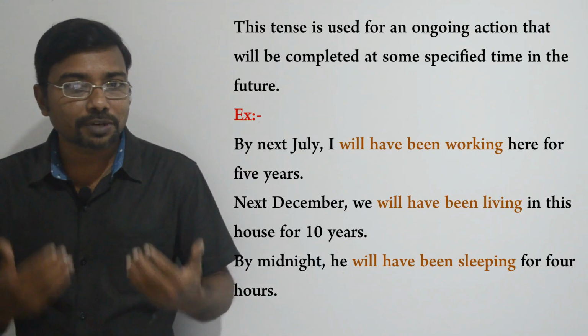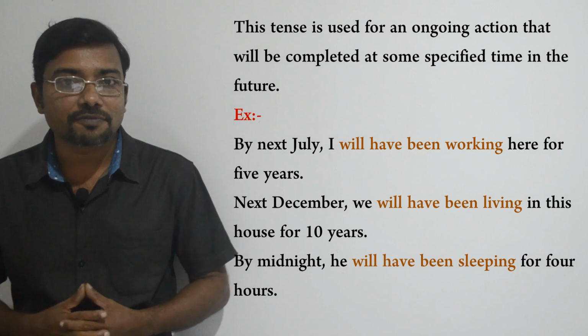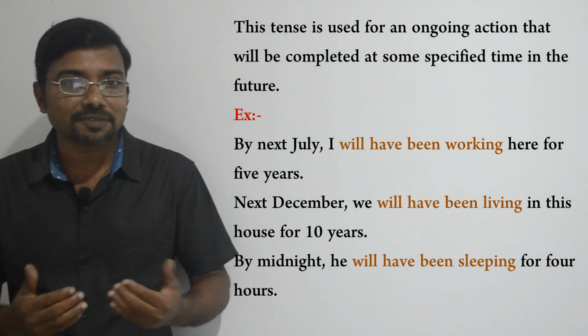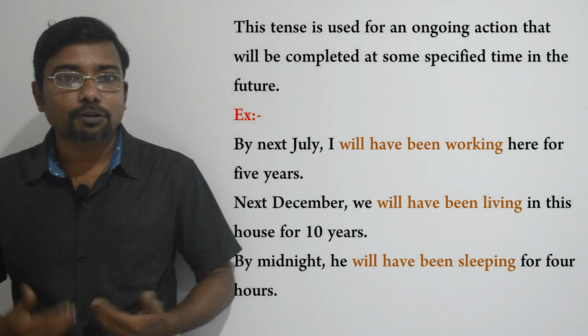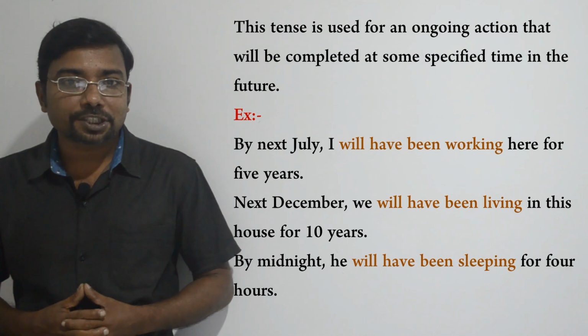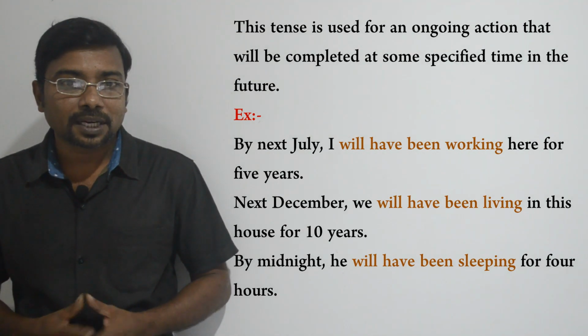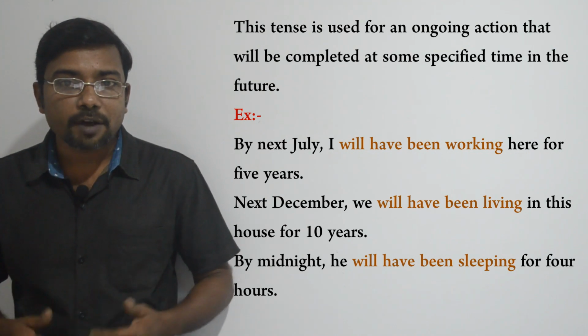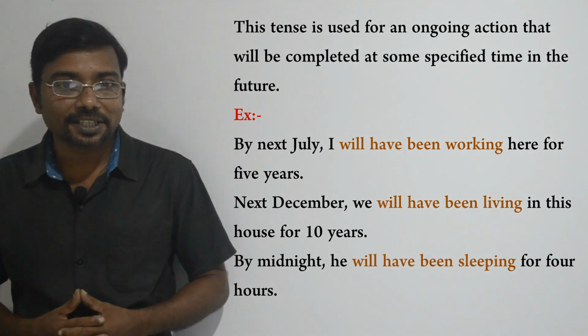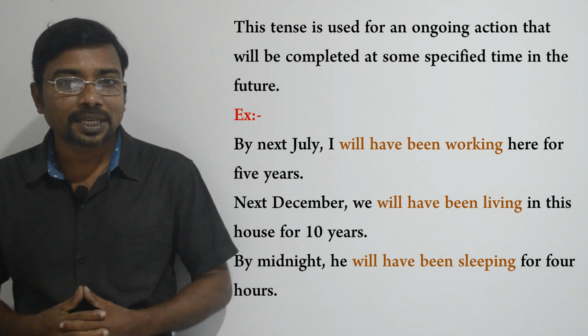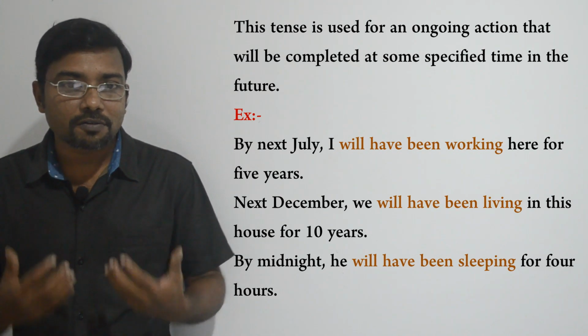Okay everyone, now we are going to identify the uses of the future perfect continuous tense. We use this tense to indicate an ongoing action or situation that will be continued for a period of time at a specific point in the future. Look at these examples. By next July, I will have been working here for 5 years. Next December, we will have been living in this house for 10 years. By midnight, he will have been sleeping for 4 hours.